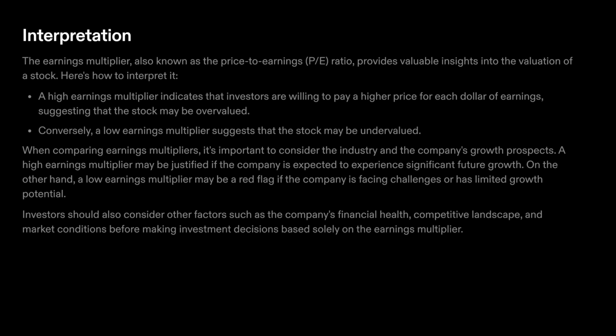2. Interpretation. A high earnings multiplier indicates that investors are willing to pay a higher price for each dollar of earnings, suggesting that the stock may be overvalued. Conversely, a low earnings multiplier suggests that the stock may be undervalued, as investors are paying less for each dollar of earnings.